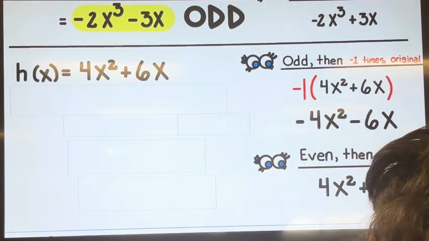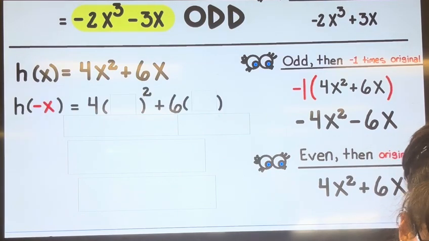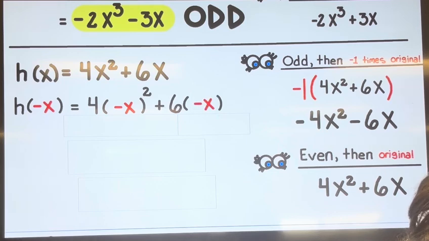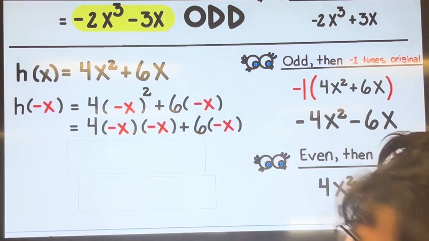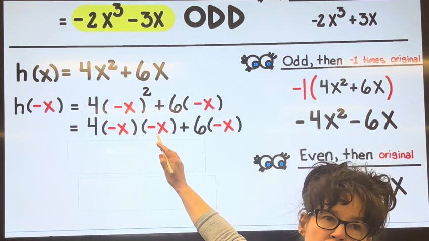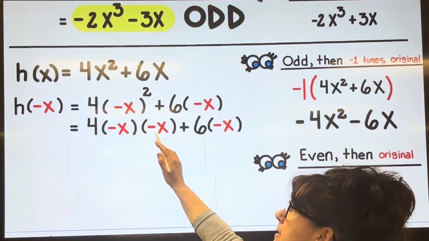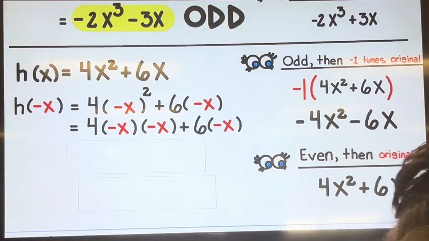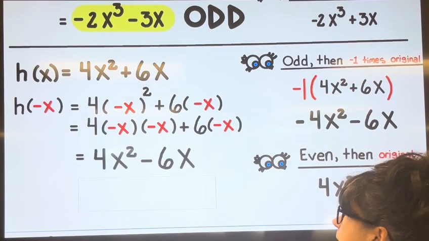So we'll go in and replace every x in the equation with negative x. So let's pop in negative x there. Do some simplifying. And we have 1, 2 negatives, so even amount, it's positive, 4x squared. 1 negative, so it's a negative, minus 6x.